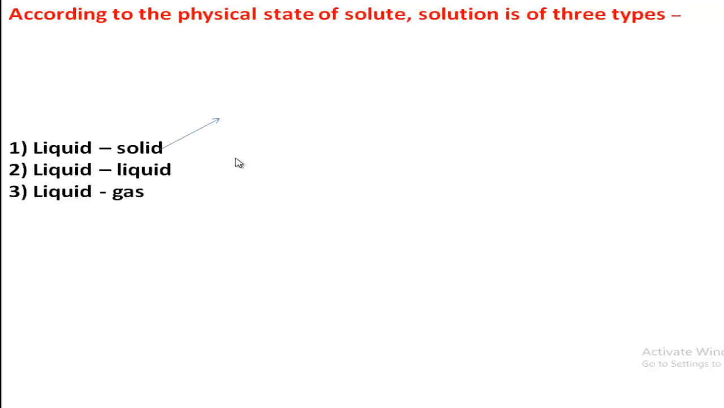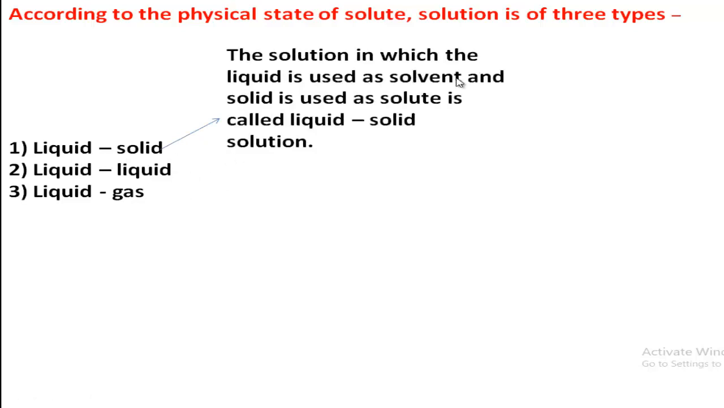So how can I define this type of solution? The solution in which the liquid is used as solvent and the solid is used as solute is called liquid solid solution. Already we know many examples of this type of solution. For example, sugar water solution. Sugar is solid particles and water is liquid particles, so this is a liquid solid type solution. Also salt water solution, glucose water solution. So these are examples of liquid solid solution.